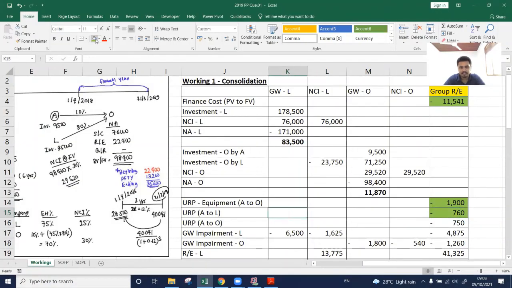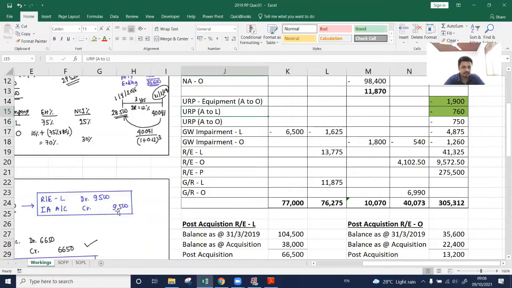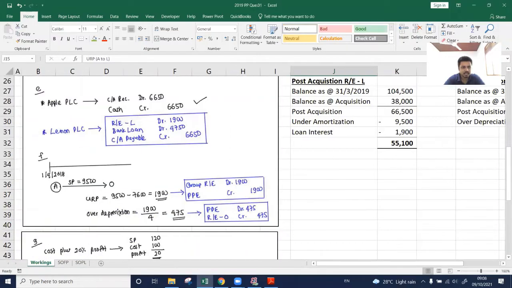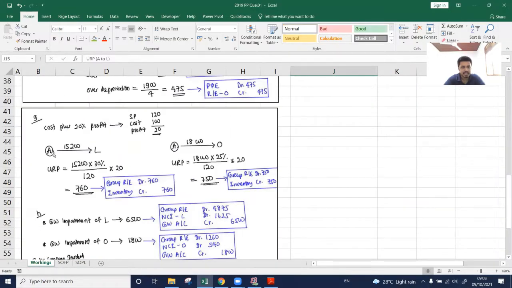760. What is this? Unrealized profit generated by a sale from A to L. Here A has sold stock to Lemon PLC worth 15,200, and it has resulted in an unrealized profit worth 760. This is an intercompany sale amount.